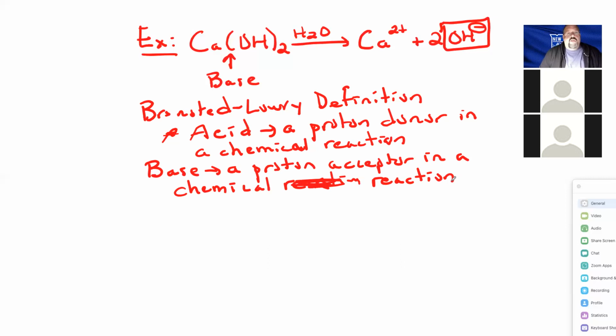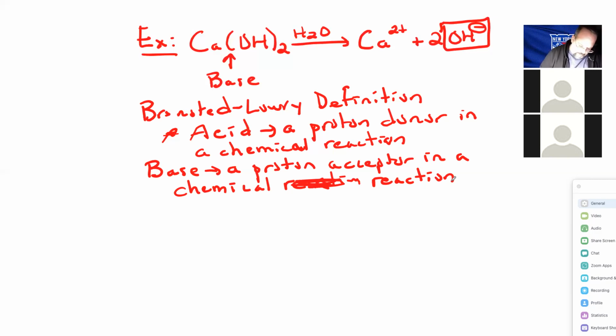Okay. So an acid is a proton donor in a chemical reaction. A base is a proton acceptor in a chemical reaction. And remember, in your Bronsted-Lowry world, you're going to have two reactants. One will be the acid, the other will be the base. One of the key things to help determine whether the substance is behaving as an acid or a base in the Bronsted-Lowry definition is to look at what it becomes.